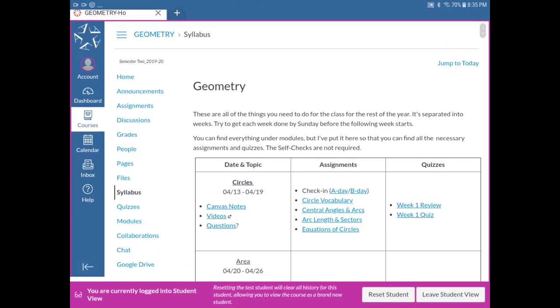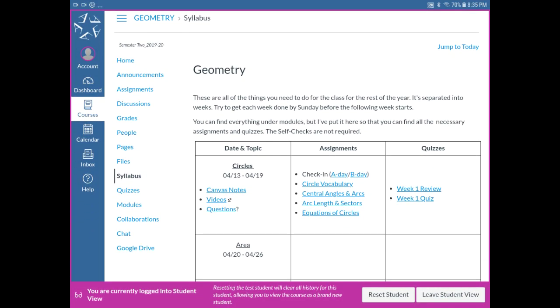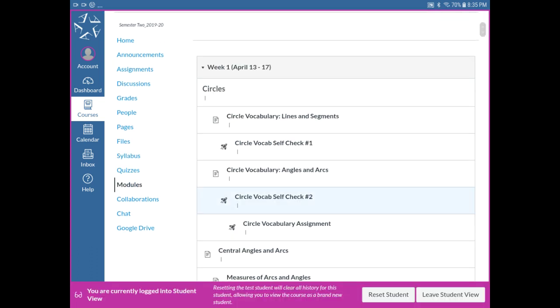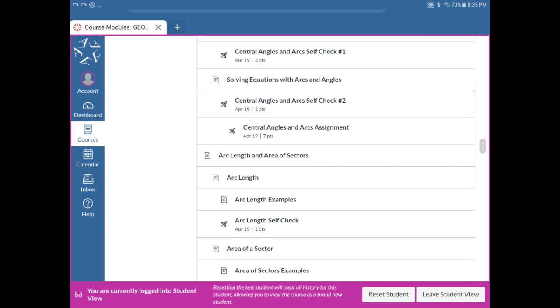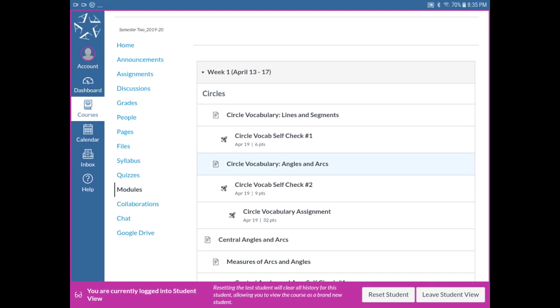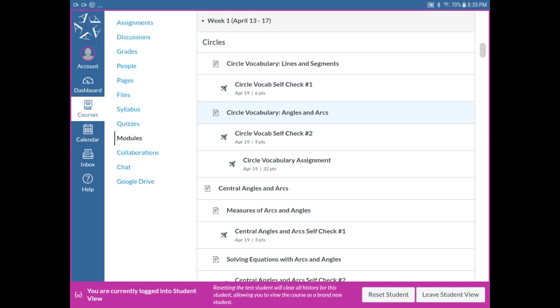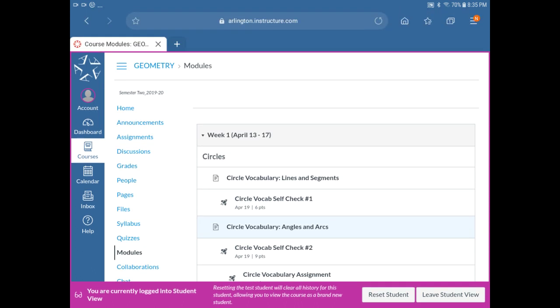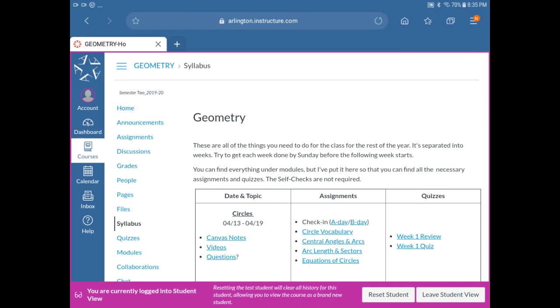Right, if you're not sure what to do for geometry, when you get to Canvas, you should see this page. If you click on the notes, it takes you to the modules, and the modules have all the stuff on here. The reason I made that page the home page is that there's a lot of notes and self-check things you can do here, but it seems like a lot. So that's why I put it right here.